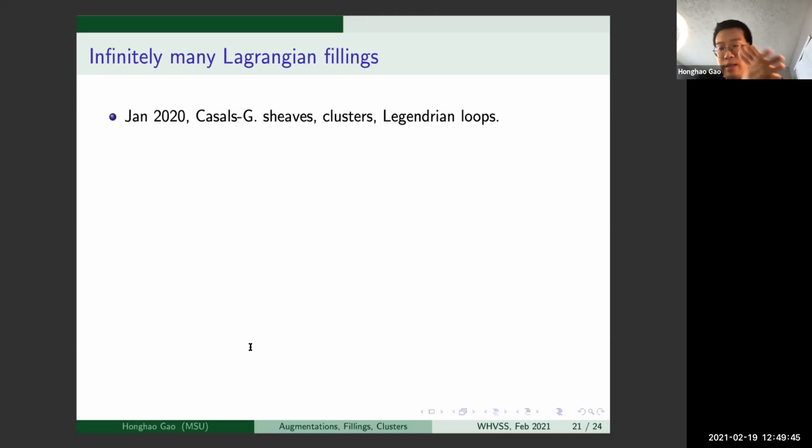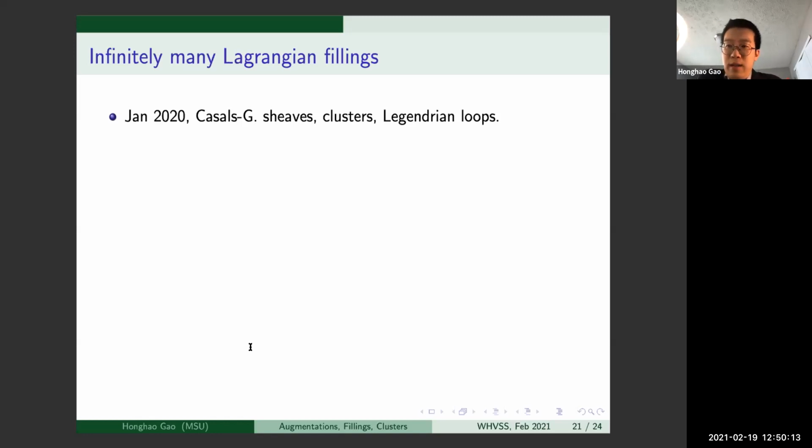Okay. Next, let me say an application of what we can do using these cluster structures. It's about constructing infinitely many Lagrangian fillings. This is kind of a hot topic, a question recently resolved starting from last year. So let me show you a brief chronological review of what happened.